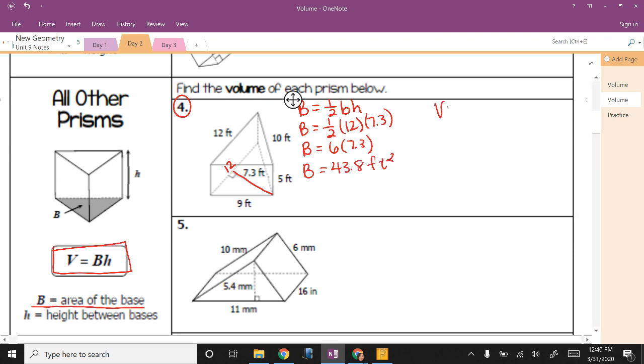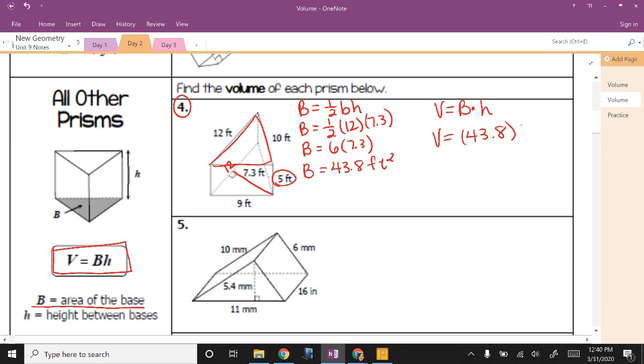So for volume, remember we're big B, which is the area of the base, times the height. So we just found the big B to be 43.8. And the height of the triangle, remember, is the distance between the bases. Well, the distance between the bases is this 5 because you see the triangles are kind of sitting on top of each other. That triangle's on top of the bottom one. And they're 5 feet apart.